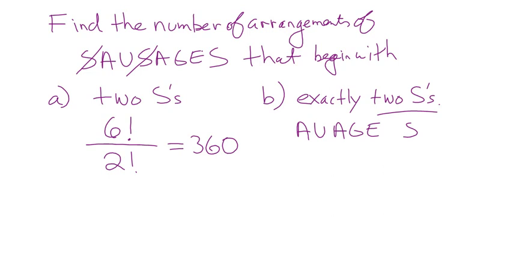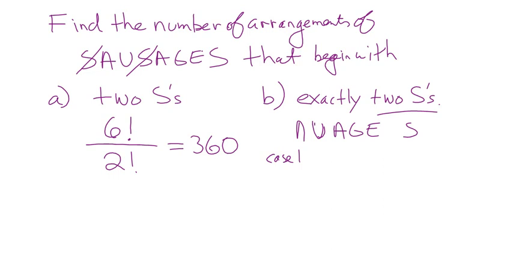Fine, but there's a problem. If our third letter is an A, then when we go to arrange the other letters, there's no repetition. But if our third letter is a U, a G, or an E, then when we go to arrange the other letters, there is repetition. That's the problem. That's the what if. So to handle the what if, we have to do two cases. So we're going to do case one.